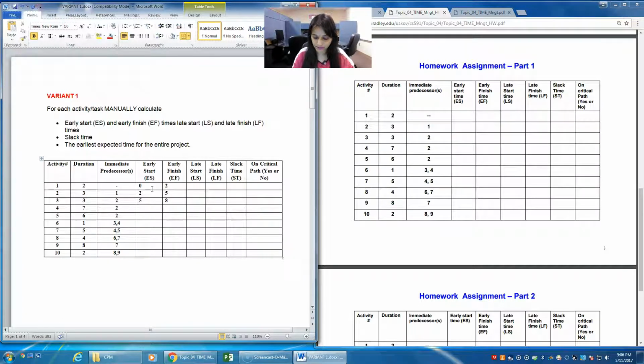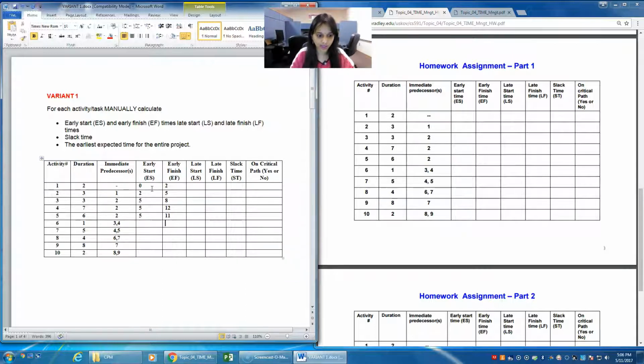Similarly for 4, it's 2. So you'll be providing 5 and then calculate 7 plus 5 is 12. So you'll get 12 here. And then for 5, it's again 2. So you'll be providing 5, and 5 plus the duration of 5 is 6. So 5 plus 6 is 11.